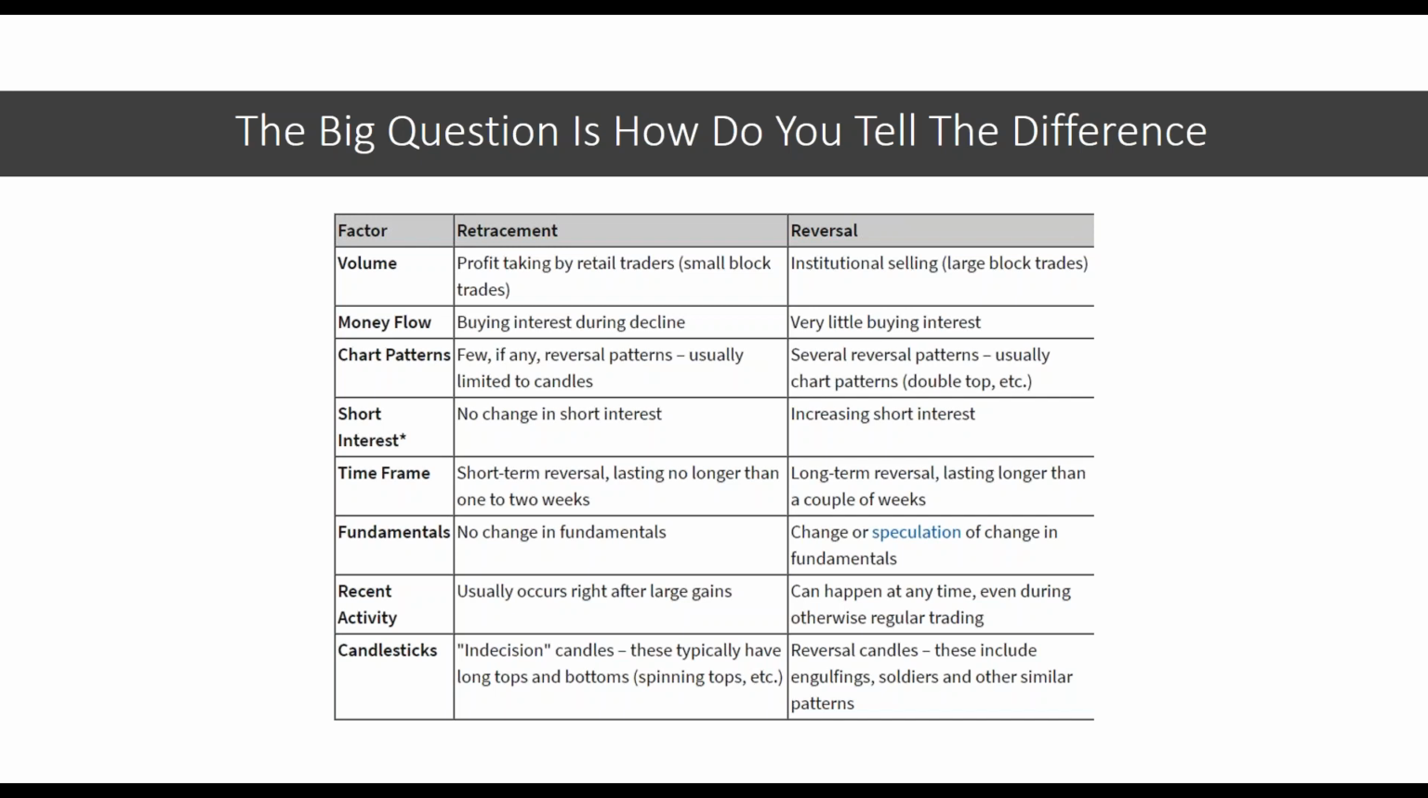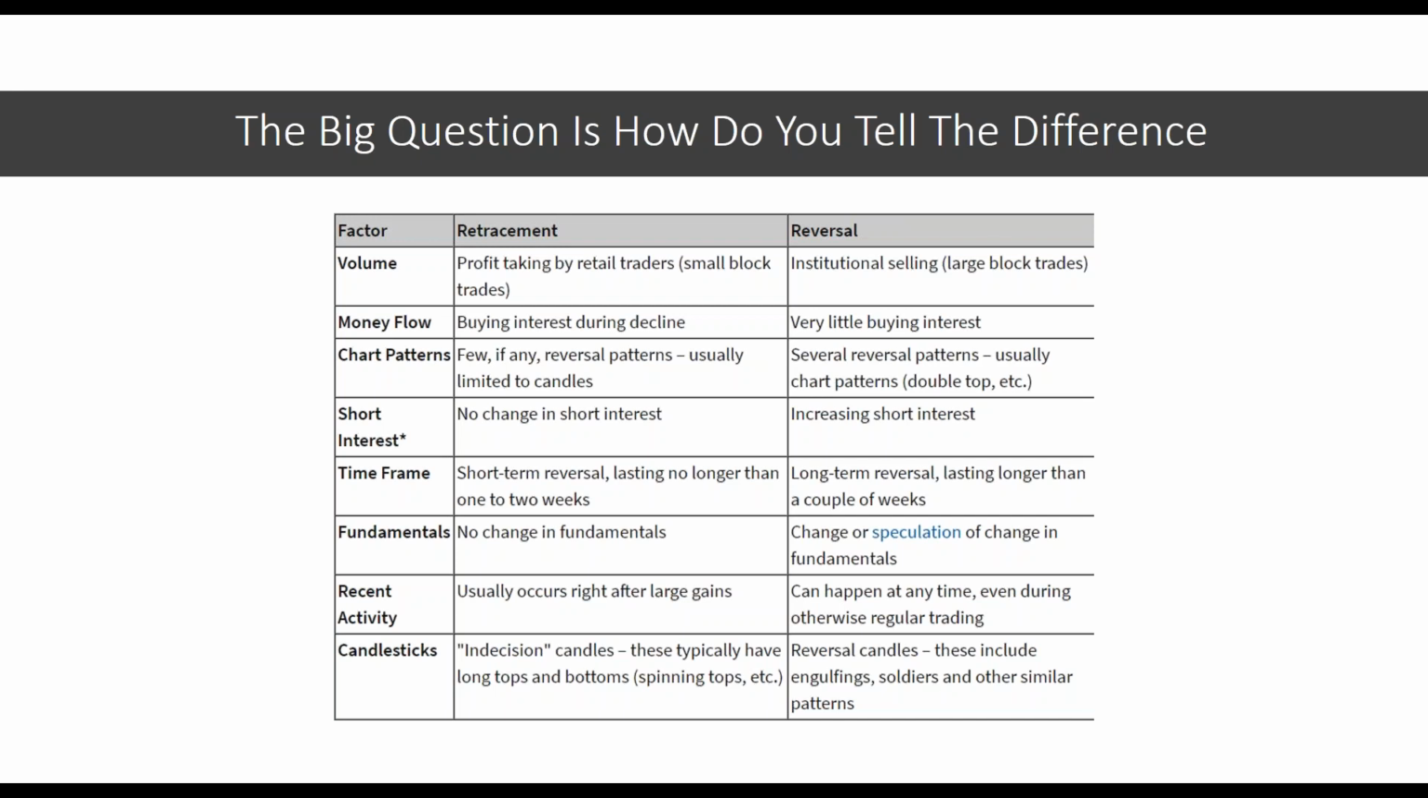Money flow is a little bit more difficult to assess unless you're using particular indicators that track money flow. But then chart patterns: few if any reversal patterns, usually limited to candles. That means you're not seeing lots of reversal patterns. Okay. Whereas if you have a true reversal, you'll start to see double tops or double bottoms or other types of indicators giving you reversal patterns.